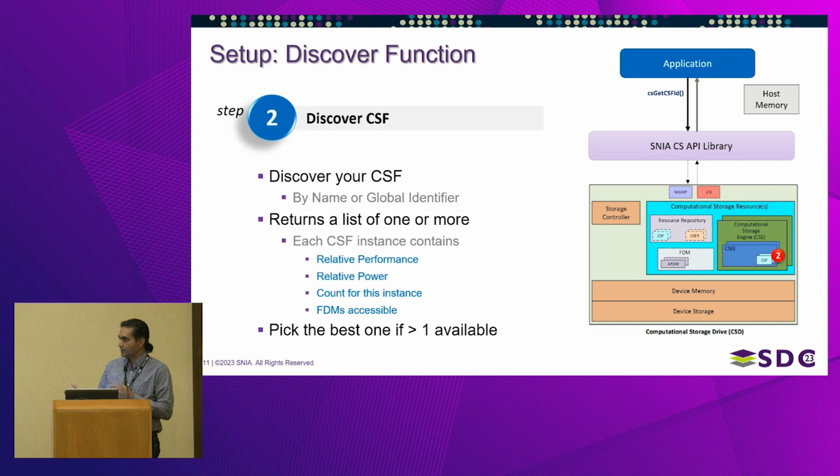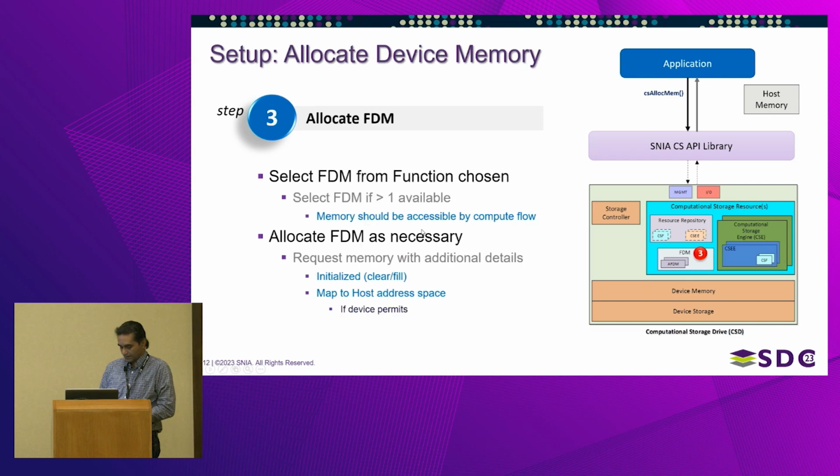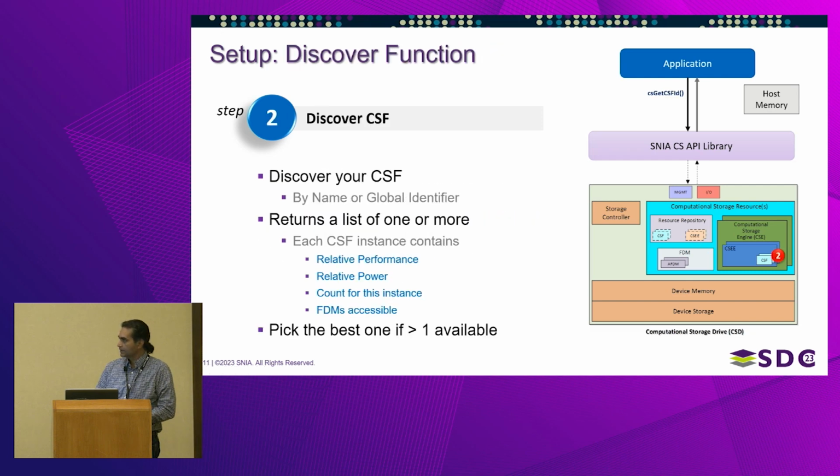And when you discover your CSF, you get the information that says it is relative performance, relative power, and number of instances of this CSF that is available, and the FDMs accessible. And I'll get to that in the next slide. So basically, what you get is this CSF has access to all these FDMs, and this is no different than what we touched in the NVMe section, which was the reachability. If those who were there in the previous section, this is how we connect them.